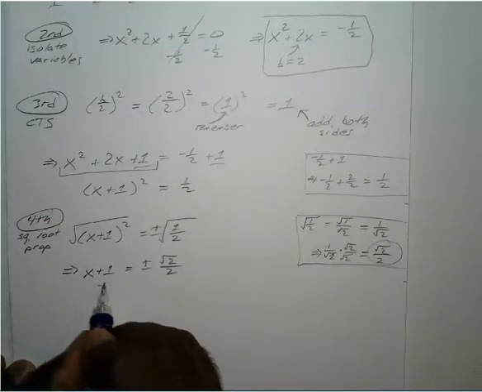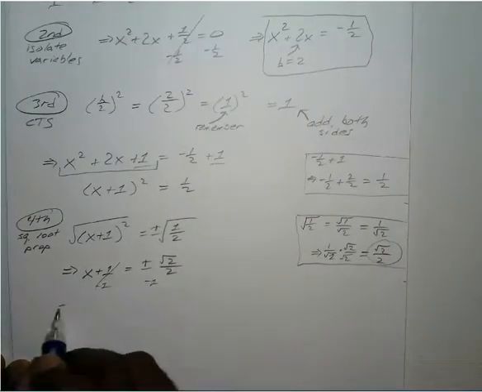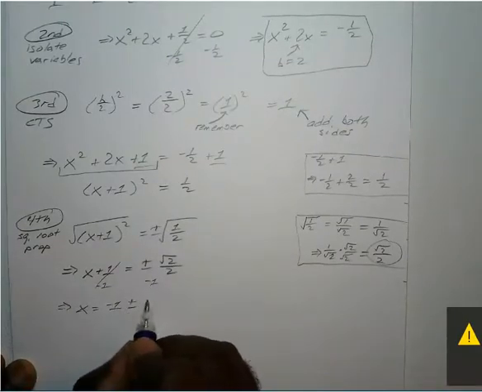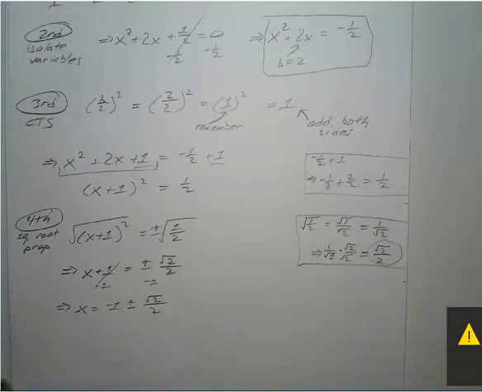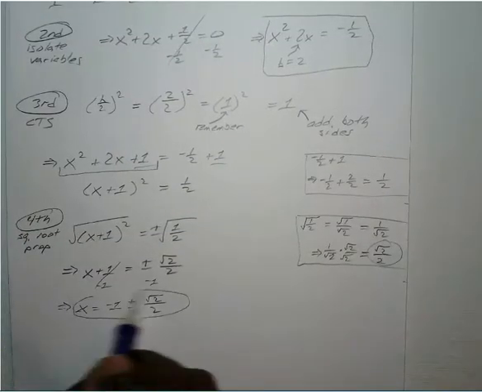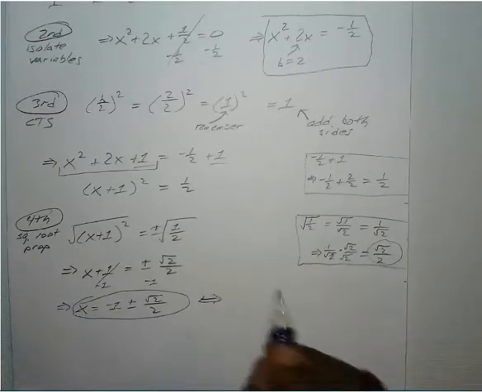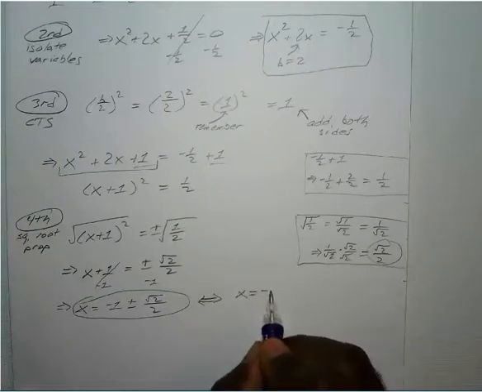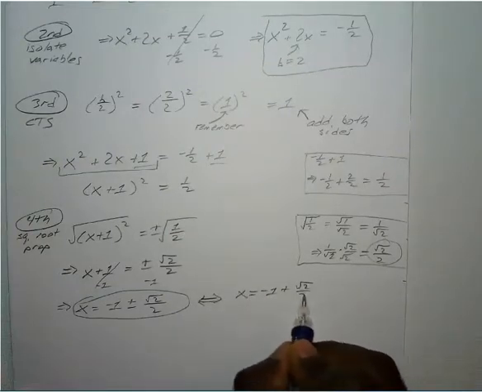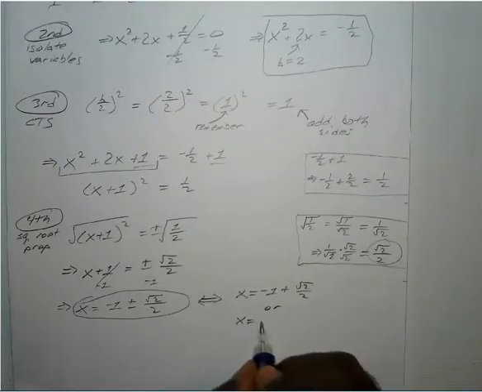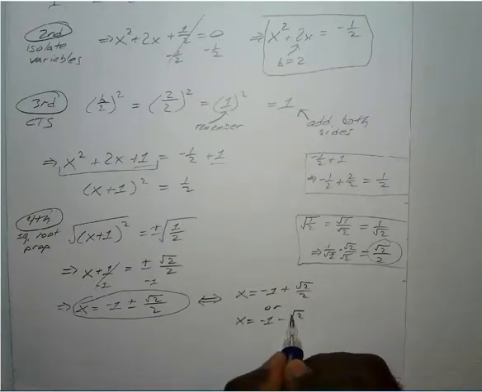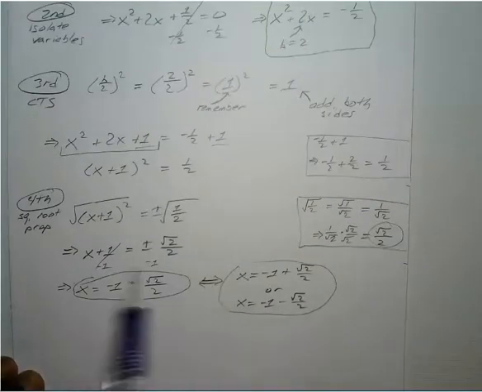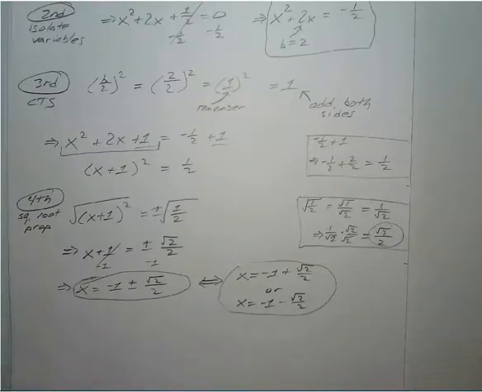Alright, so if we subtract 1 from both sides, that gives us x equals -1 plus or minus square root of 2 over 2. Which, if you separate it into two separate equations, x can equal -1 plus square root of 2 over 2, or x can equal -1 minus square root of 2 over 2. Okay, so either one of those would be correct depending on the text.